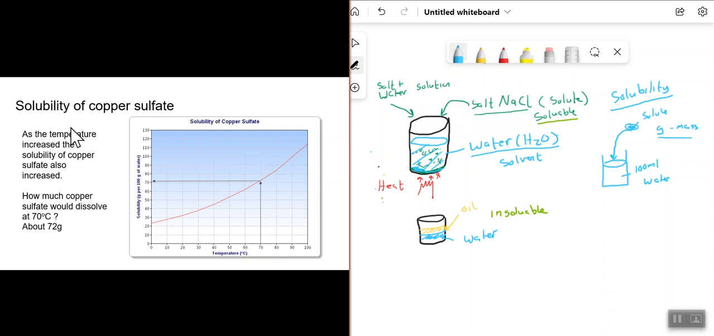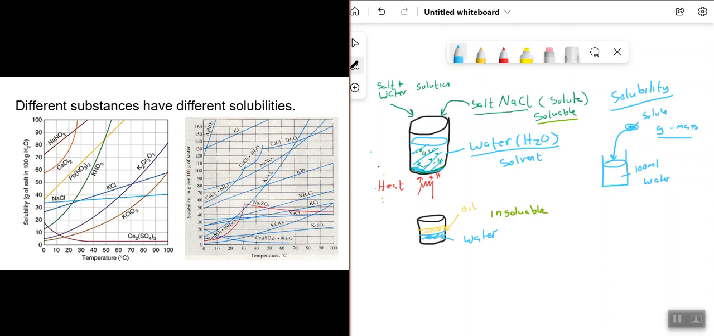So this is what's known as the solubility, and we can see that the solubility of a substance can change as we increase the temperature of the solvent. Different substances have different solubilities. If we look, there are loads of different substances here. This is salt, for example, this is sodium chloride. These are different compounds, and we can see that each of them has a unique solubility curve. So this can be used as a way to identify different substances by their solubility.